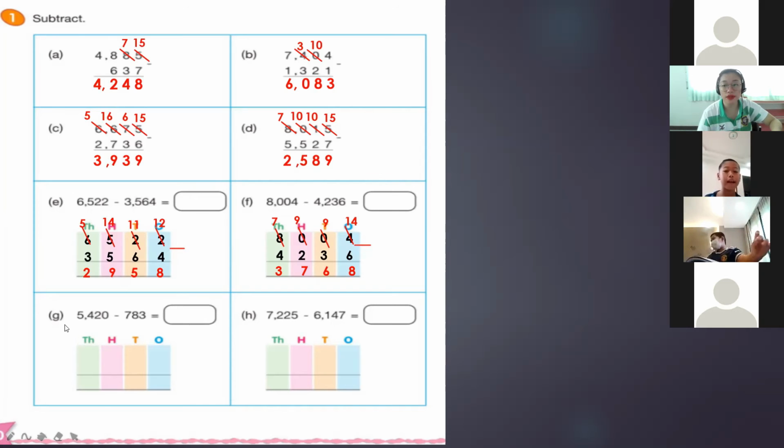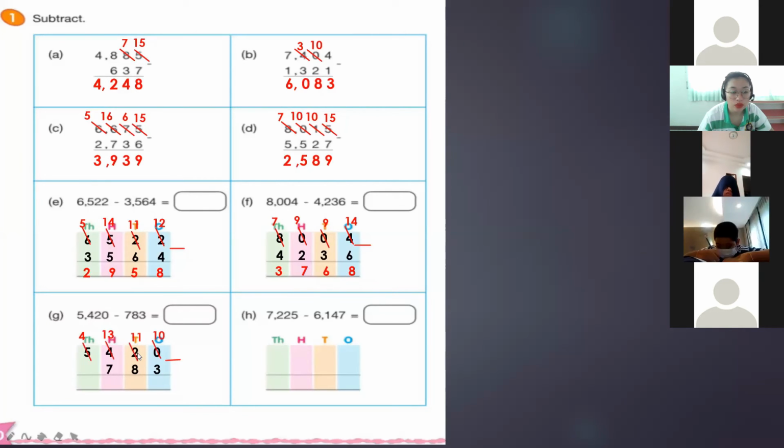So we have the numbers 5,420 minus 783. So let's write the numbers. 5,420 minus 783. Okay, so let's subtract again, starting from the ones place. So 0 is smaller than 3, so we have to borrow from 2. So 2 becomes 1 and 0 becomes 10. 10 minus 3 is 7.